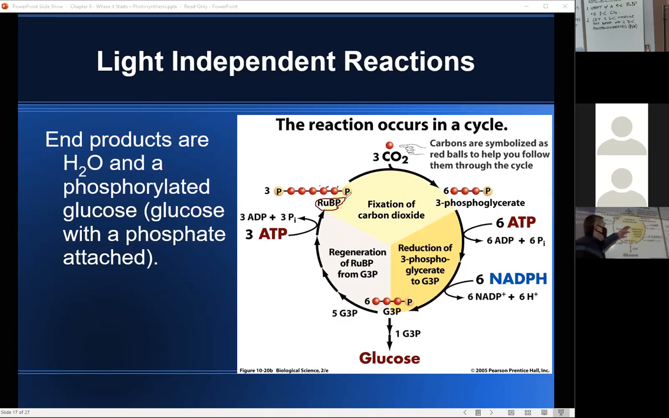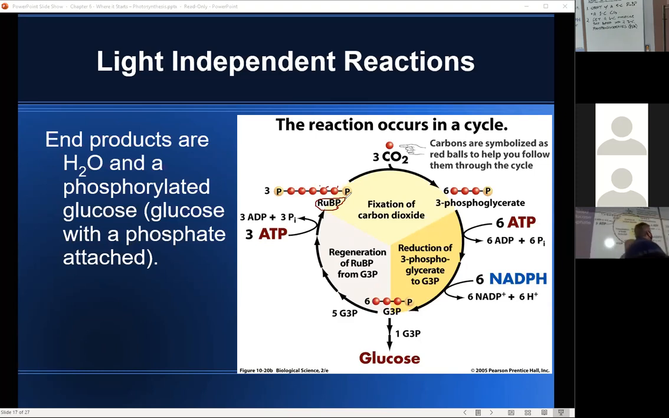Okay, so we're right here, in the first step, fixation of carbon dioxide. We join a 1-carbon CO2 with a 5-carbon RUBP, and we get an unstable 6-carbon molecule that breaks into 2 PGA, or 3-phosphoglycerate. That brings us to this next stage, reduction of 3-phosphoglycerate to glyceraldehyde 3-phosphate.